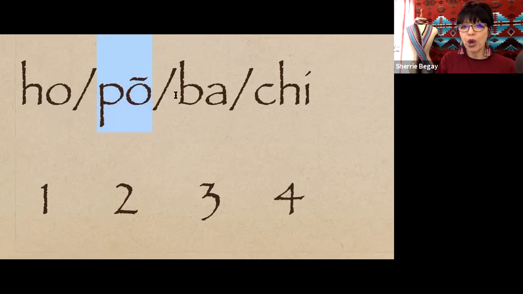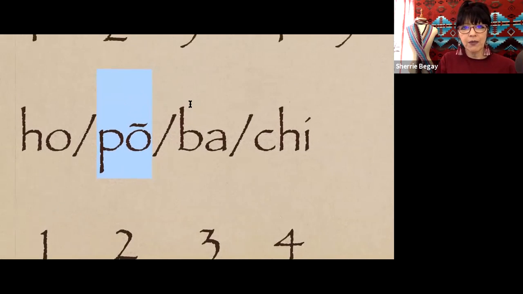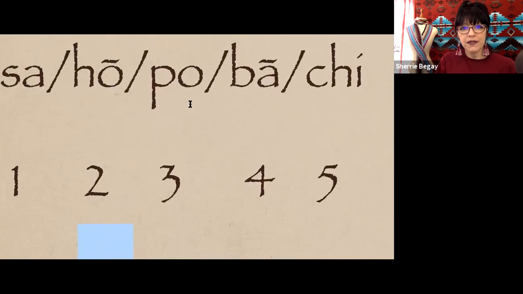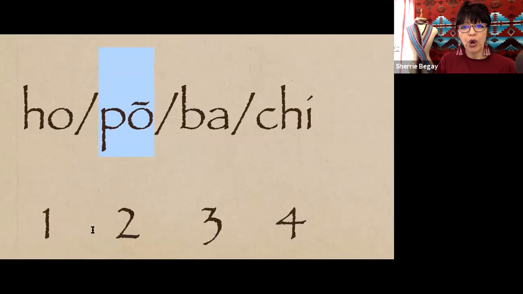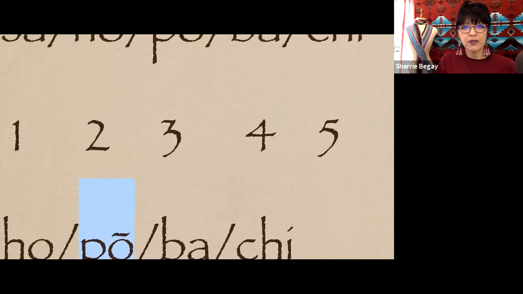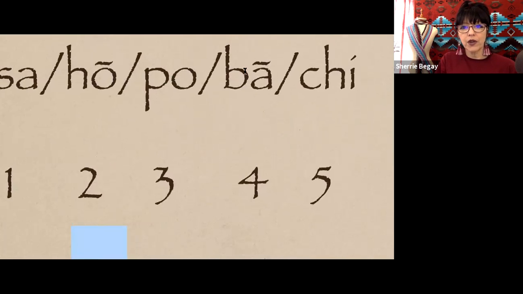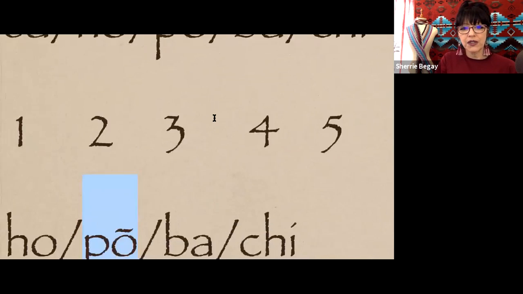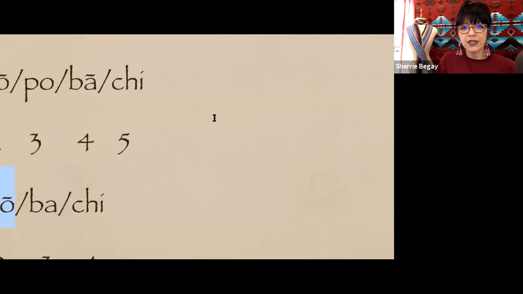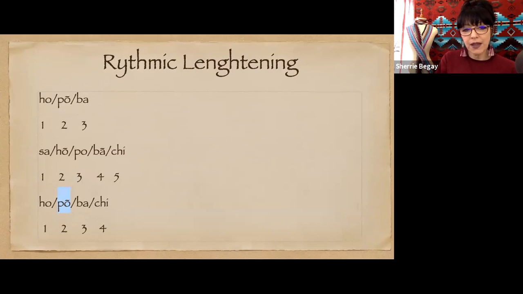hopobachi, hopobachi. How does that compare to the one we had before? Sahopobachi, sahopobachi, hopobachi. So the po got lengthened, but previously it was the ho and the ba that got lengthened. So as you can see, these are really important to pronunciation. Okay, let's look at a few more examples.